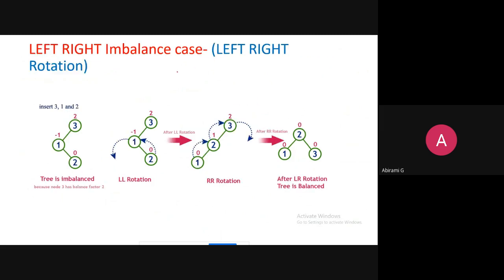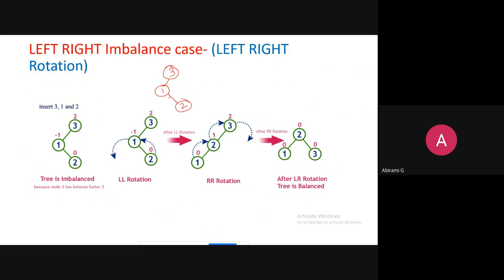Now let us discuss the left-right imbalance case. Consider the numbers 3, 1, 2. Construct: 3 is the root node because it's the first node, and the next element is 1. 1 is less than 3, so it goes to its left hand side. Again 2 is compared with 3, which is lesser, so it goes to the left, and there is a node 1. 2 is compared with 1, which is greater, so it goes to the right hand side of 1.